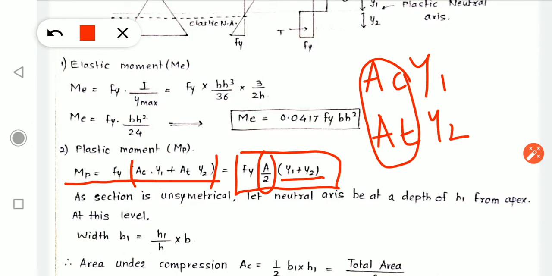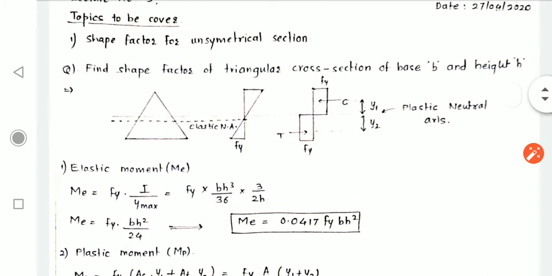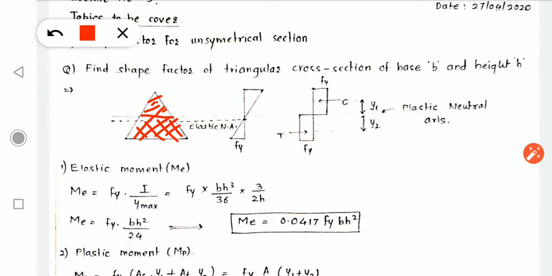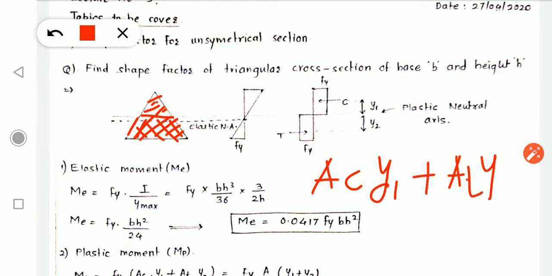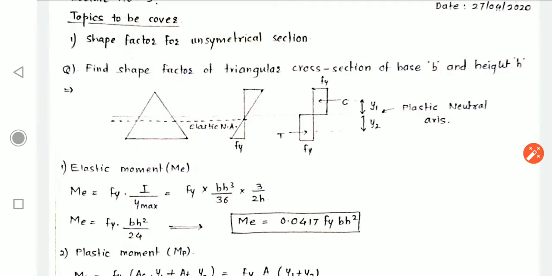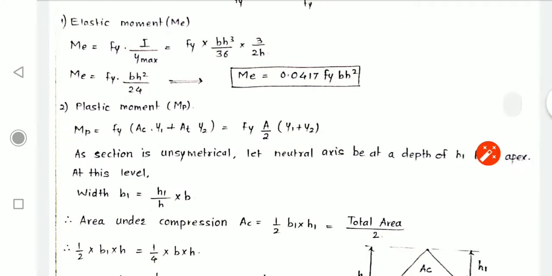Why are we doing that? Because in this unsymmetrical shape, the area under compression above this line has a different shape than the area under tension, and we have to do a separate calculation for each, and therefore I modified the formula as AC into Y of the compression side, plus AT, the area under tension, into Y for the tension side, represented by Y2. Now let's calculate each and every term of this formula.